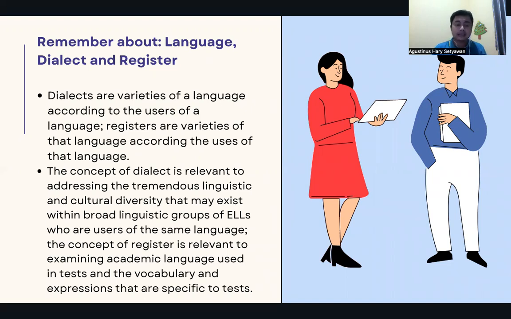Later on, this concept of dialect is relevant to addressing cultural diversity in English language learners. The other concept, register, is relevant to the academic language used in a text, and to the vocabulary and expressions that are specific to the text. These are further differences you need to learn: language, then dialect, then register, which is language variation.